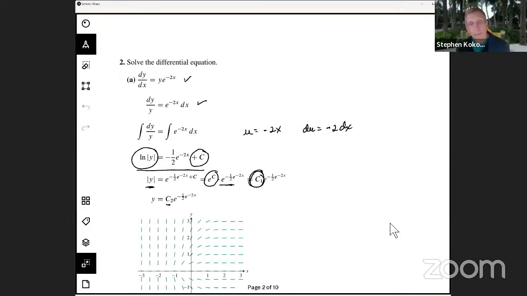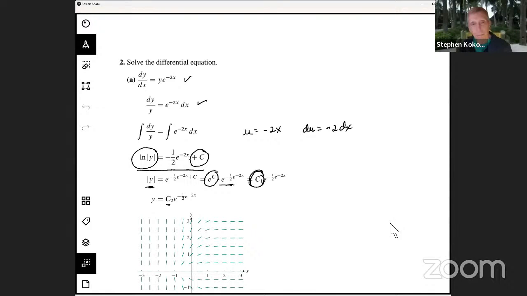Yes. I mean, your C1 is really an arbitrary positive or non-negative constant. So you've got the absolute value of y is an arbitrary positive constant times this e to the negative 1/2. Well, that means y itself is either plus or minus that arbitrary positive constant. You could just say that's an arbitrary constant, period, which is your C2. So the C1 was arbitrary positive, but C2 is just plain arbitrary. It took care of both positive and negative, and that's why you were able to drop that absolute value sign.